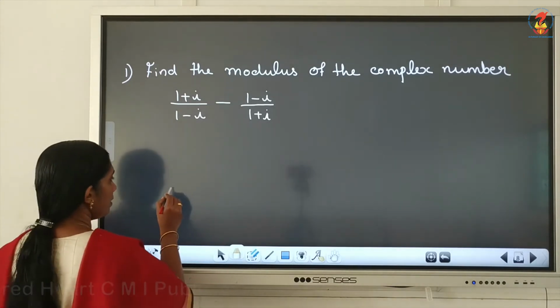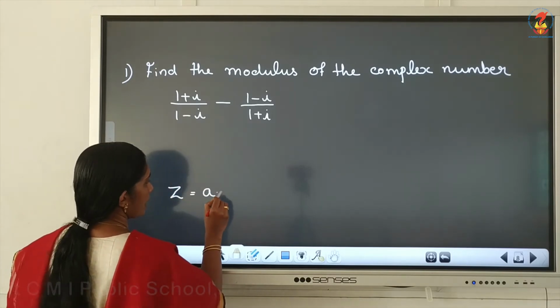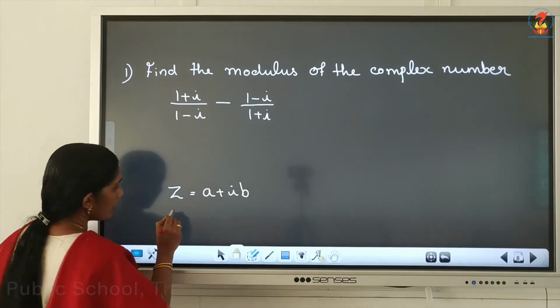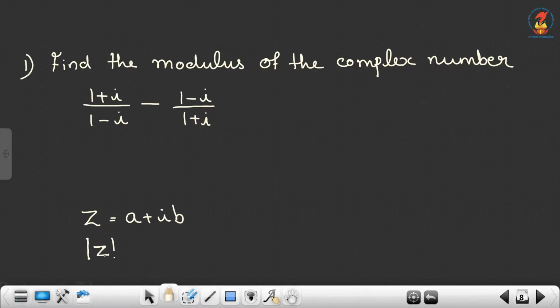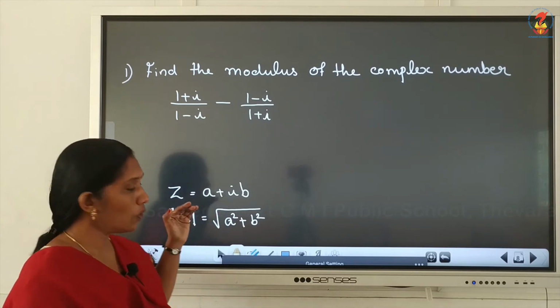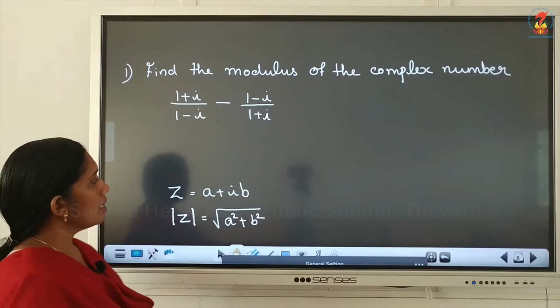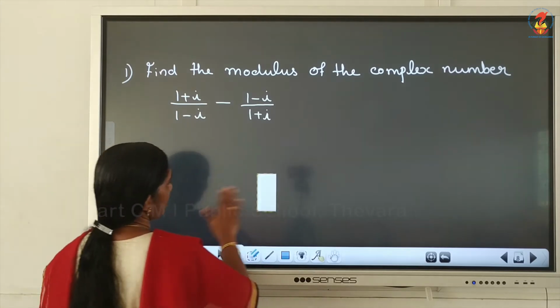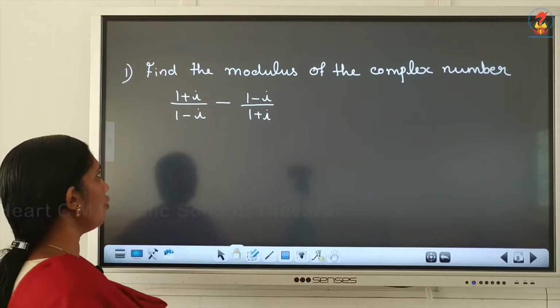So we have studied if z = a + ib, a complex number, then modulus of z is equal to root of real part square plus imaginary part square. So we need the complex number in this form, but the given complex number is not in this form. So we have to reduce this to the form a + ib, then only we know how to write its modulus. So first we reduce the given complex number into the standard form.